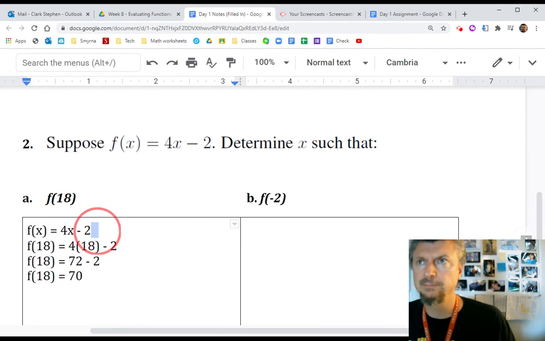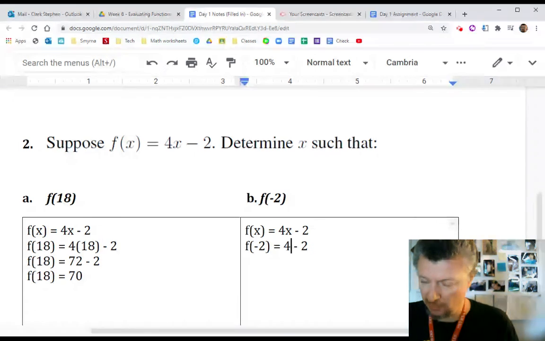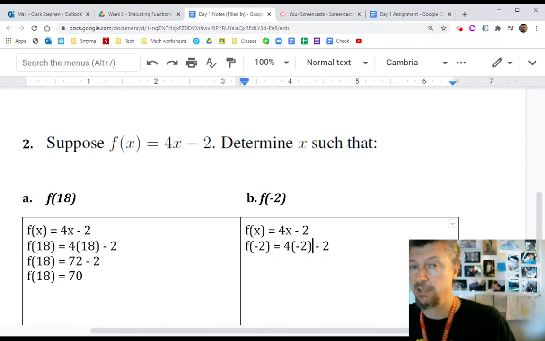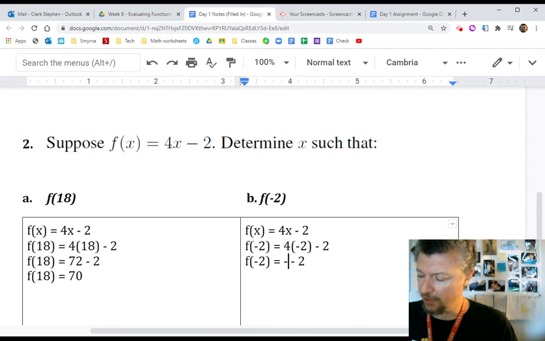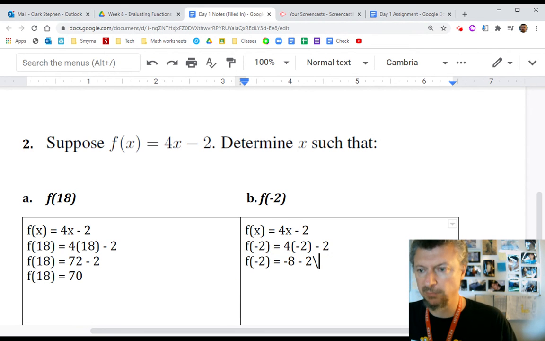All right, we got one more to do. And this time we're plugging in a negative 2 to that function. So x is going to be negative 2. So this is 4 times x, and that's 4 times negative 2. 4x means 4 times x. All right, and then we're going to do 4 times negative 2, which is negative 8. Negative 8 minus 2 is negative 10. There it is.